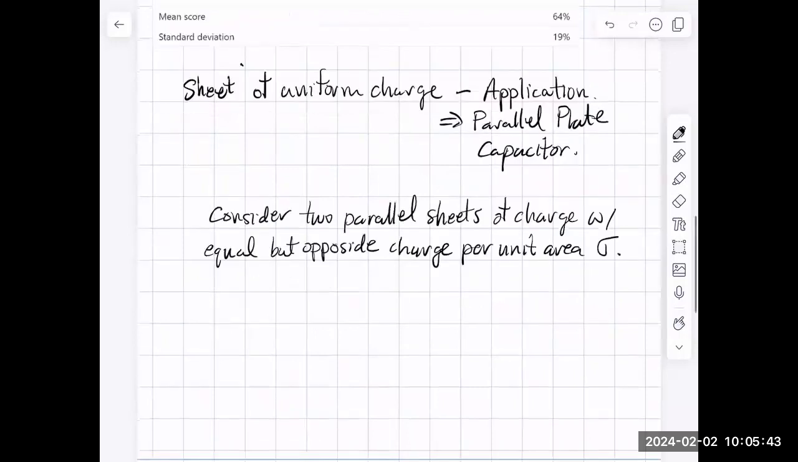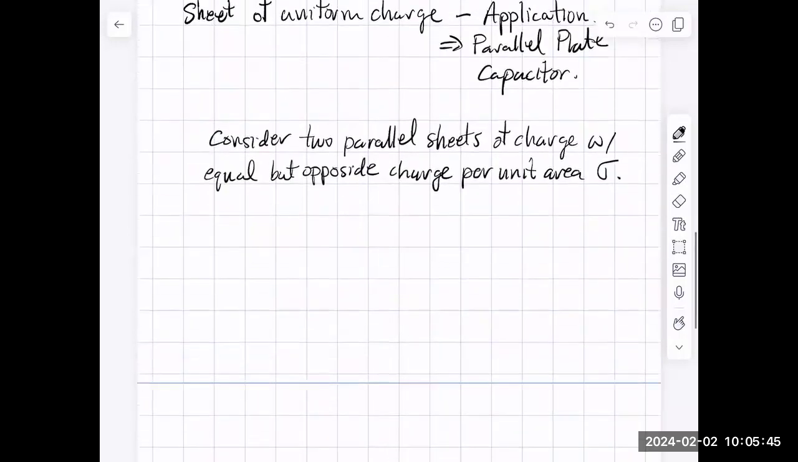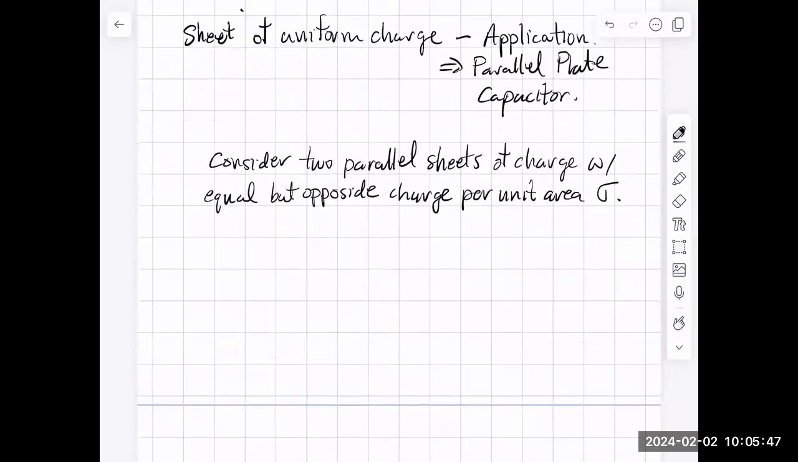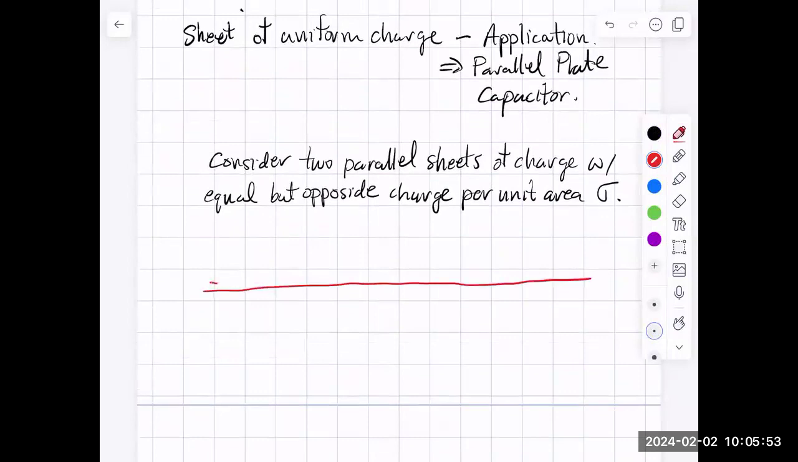And we'll call that charge per unit area sigma. All right, and so what it would look like is maybe we have one sheet of charge over here, and it's got a bunch of positive charge. I'm going to look at a side view because it's easier to draw. And so this is charge per unit area plus sigma. Okay, and so here's our side view.